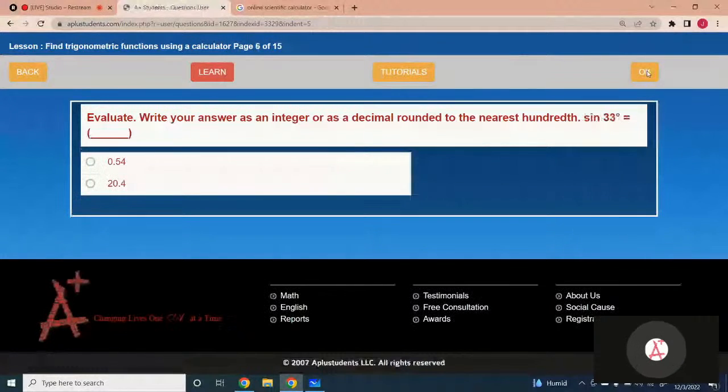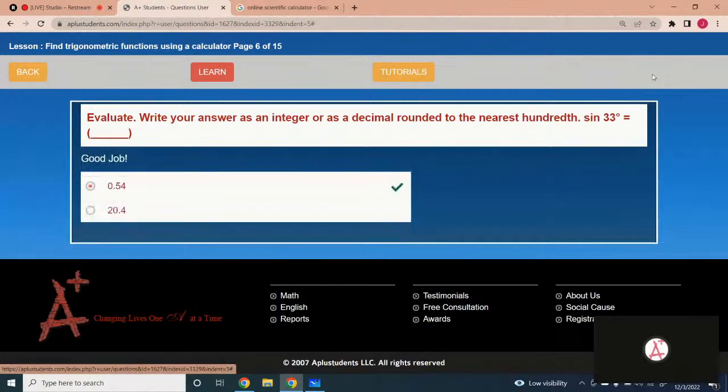Okay, the next one is evaluate. Write your answer as an integer or as a decimal rounded to the nearest hundredth. So it would be sine 33. Got it? So just click on the sine button on the calculator, then select the number that is sine 33. So it would be 0.54. Got it? So the correct option is 0.54. Just select the correct option, then click on the OK button.